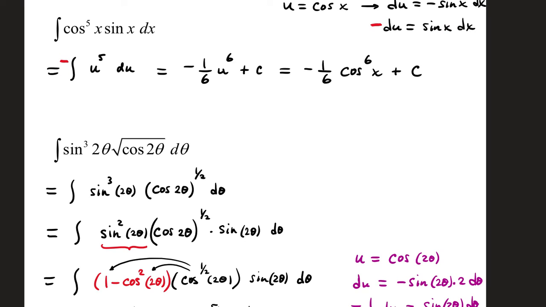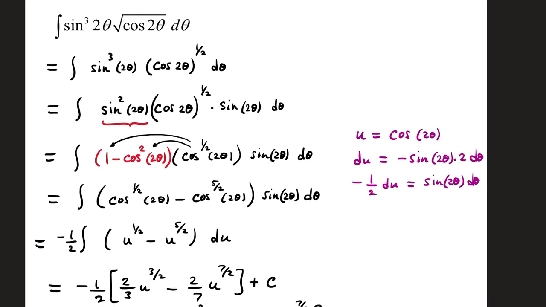So we have negative du. And that takes us to integrating. Our antiderivative of u to the fifth is u to the sixth over 6, or 1/6 u to the sixth, keeping our minus sign and adding our constant of integration. Replacing u with cosine x gives us a final integral of negative 1/6 cosine to the sixth power x plus c.